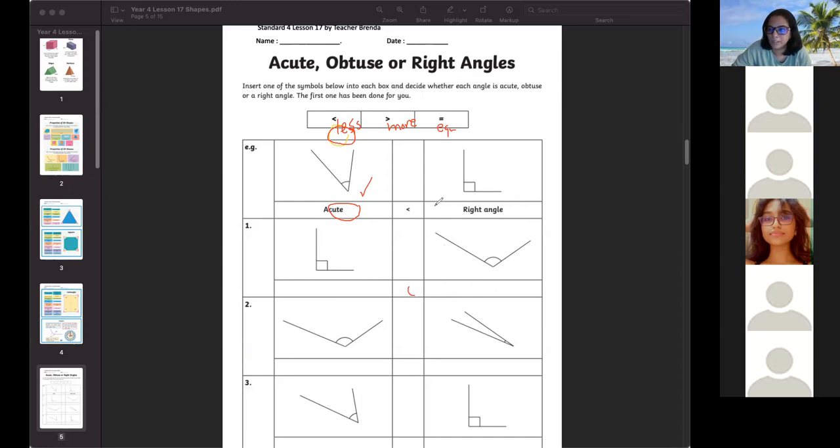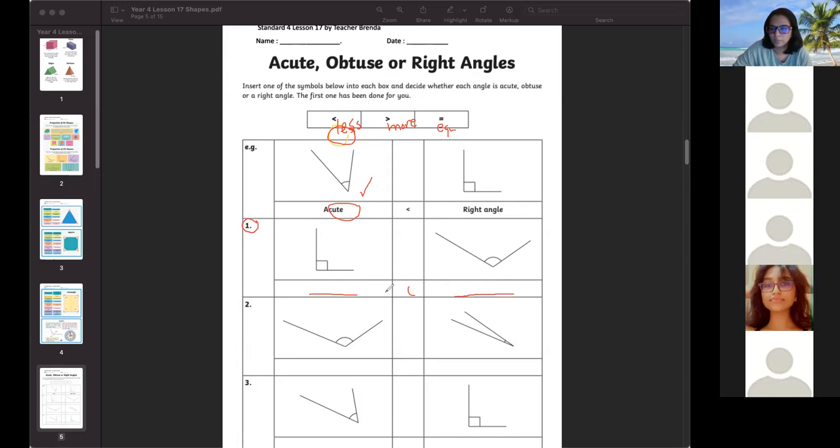Can I have one person answer? Maybe Rajavin? Okay, Rajavin, what angle is this? Right angle. Good. How about this one? Obtuse angle. So what kind of symbol should I write here? Should I write less than or more than or equals? Equal. Could you say that right angle is equal to obtuse angle? You must read it this way: right angle is equal to obtuse angle. Is that correct? No. So you cannot use equal.